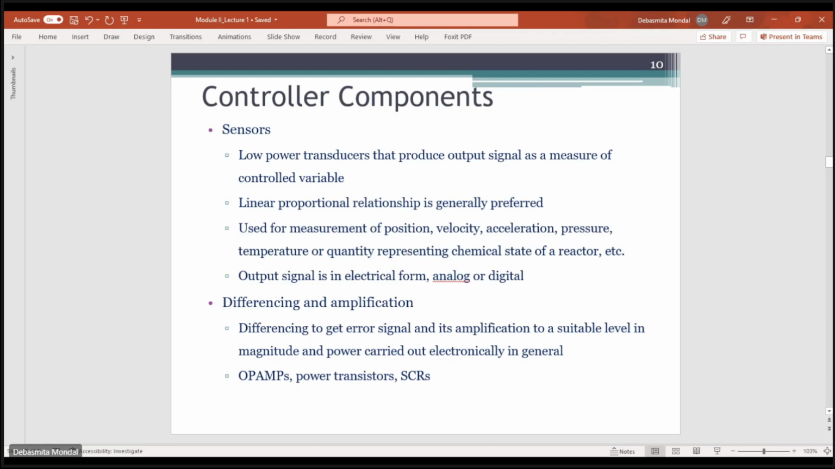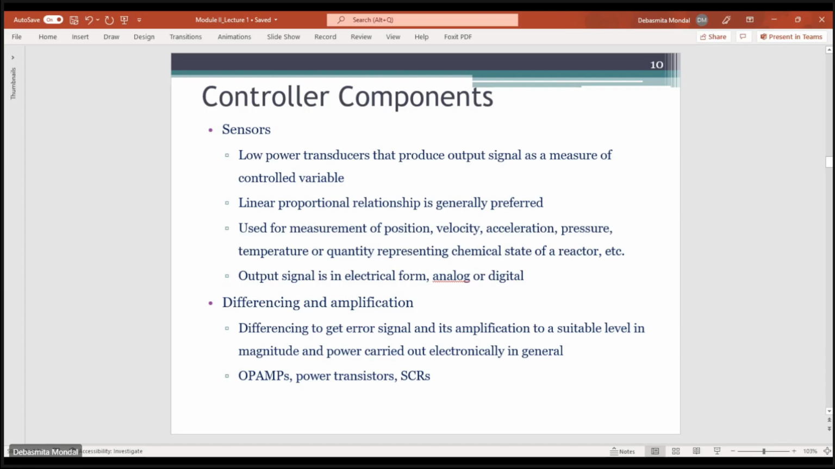Then even in a chemical plant, it can be used. It is not necessarily that it has to be a physical or an electrical parameter. It can be the chemical state of the analytes or the reagents which are present in a reactor. And the output of these sensors is usually in an electrical form, either analog or digital, but mostly they are in the electrical form.